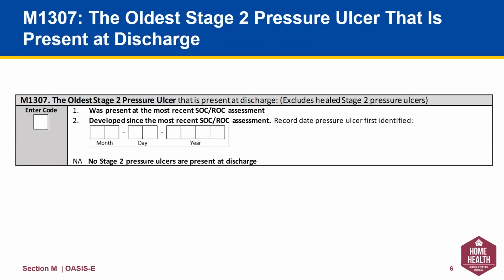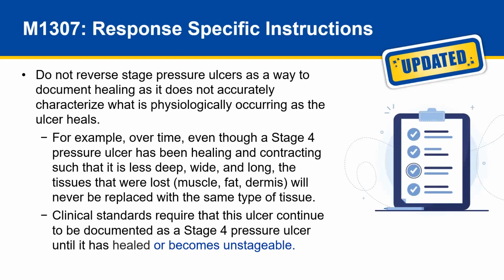This is a screenshot of M1307, the oldest stage 2 pressure ulcer that is present at discharge. For this item, we look first at the definitions to the right. Number 1, was present at the most recent SOC-ROC assessment. Number 2, developed since the most recent SOC-ROC assessment. You would enter your date in the boxes provided and select the appropriate number and place it in the code box on the left.